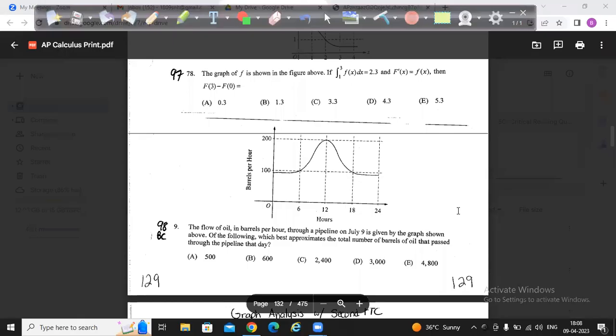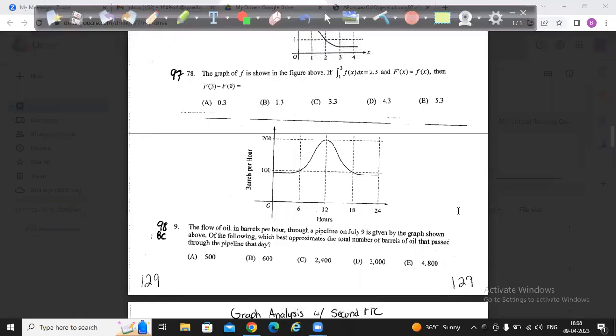I'll tell you the solution. The flow of oil in barrels per hour through the pipeline on July 9 is given by the graph shown above. Of the following, which best approximates the total number of barrels of oil that passes through the pipeline that day? So from 0 to 24 hours, they give how many barrels per hour it is going on. So they're asking what is the approximate total number of barrels that has passed through that day.